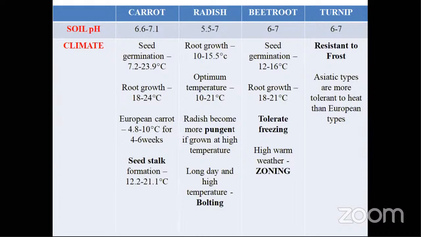Nextly, turnip, which is also resistant to frost. And here Asiatic types are more tolerant to heat than the European types, not only in turnip but also in beetroot and carrot or radish, anything wheresoever it is, Asiatic types are more tolerant to temperatures. You have to remember, most importantly, the carrot temperatures. The others you remember, that's good actually, but if you can't remember, carrot is a must, you have to remember, that's it. After carrot, next beetroot temperatures are important.